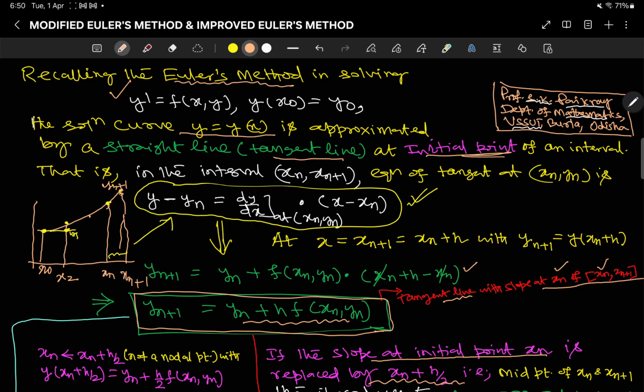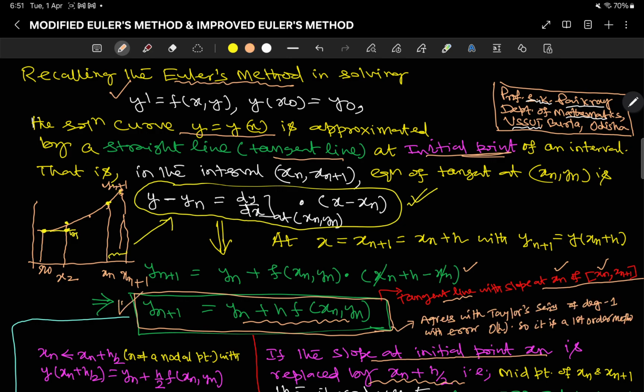So it is a first order method, as I have pointed out in the previous lecture. If you recall, you have to remember this formula only for the Euler's method, with n greater than or equal to 0. With this initial condition we can solve it. You can refer to the previous lecture.